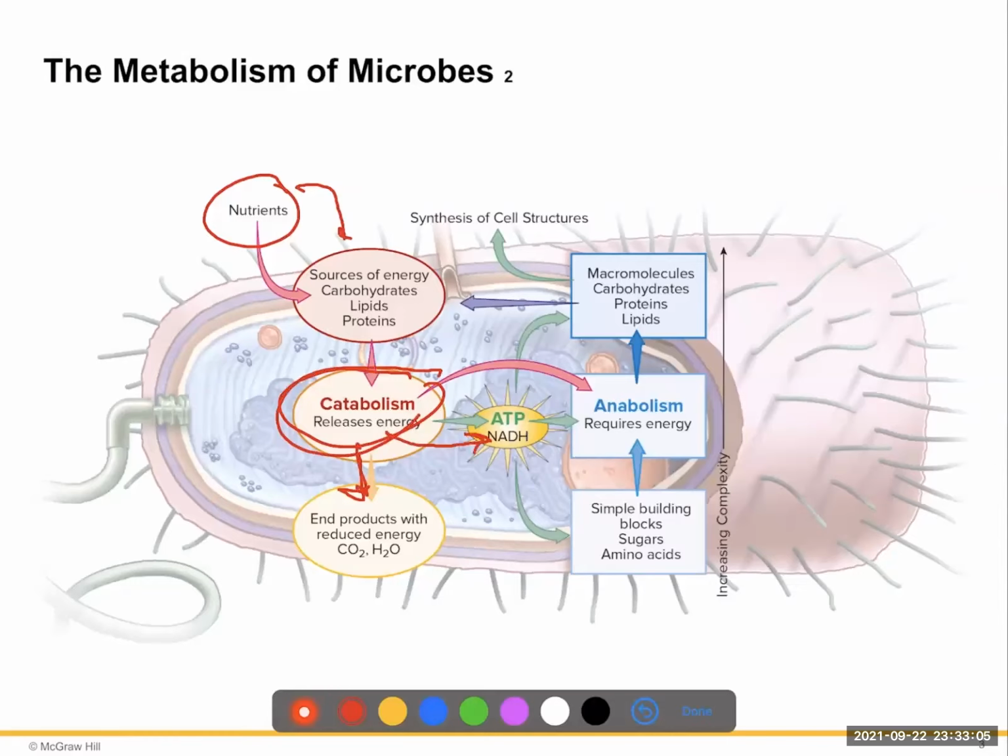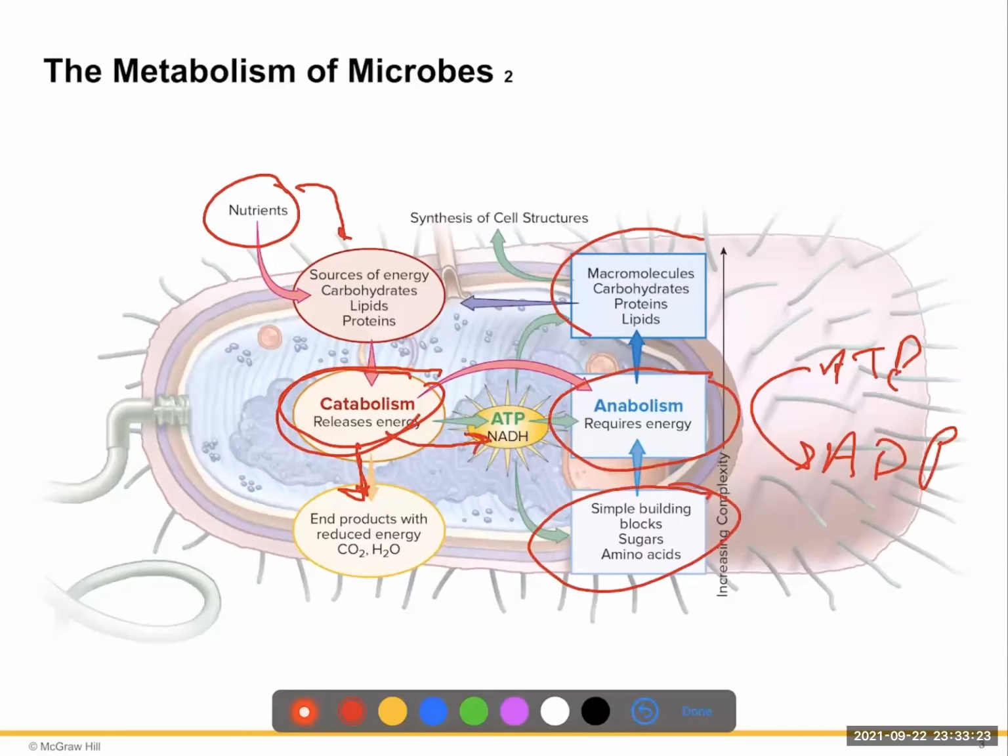Simple building blocks in the cell, like amino acids and different sugars. We use anabolism to input that ATP, take ATP and break it down to ADP. We use that energy to create the macromolecules like carbohydrates, proteins, and lipids. So we build them. Just going in two directions. Catabolism is breaking things down. Anabolism is synthesizing things.